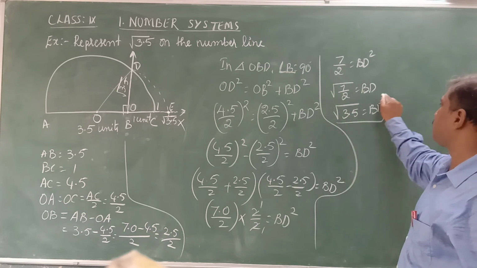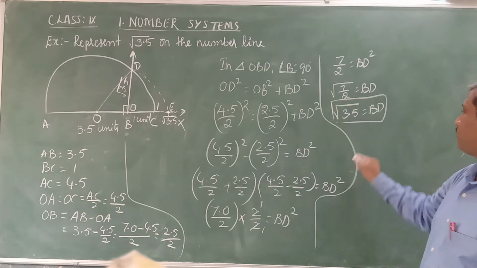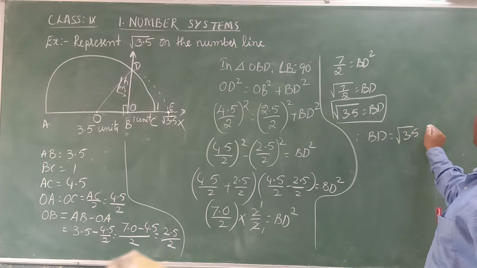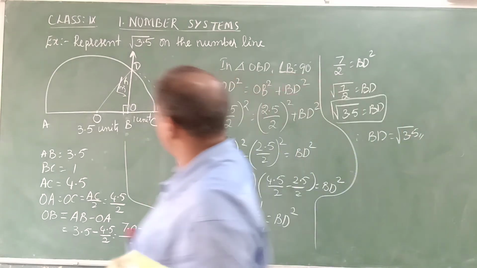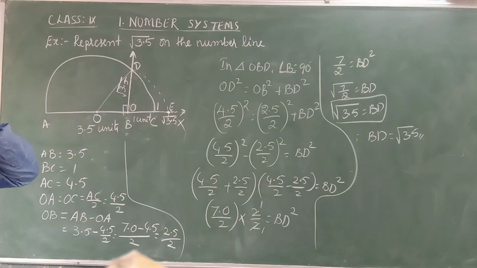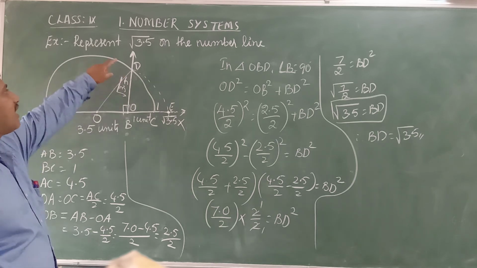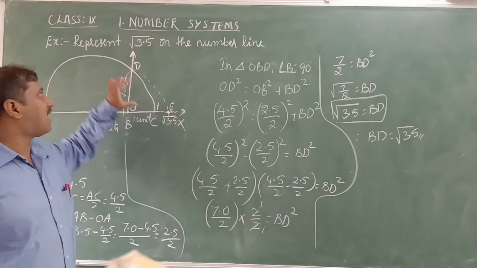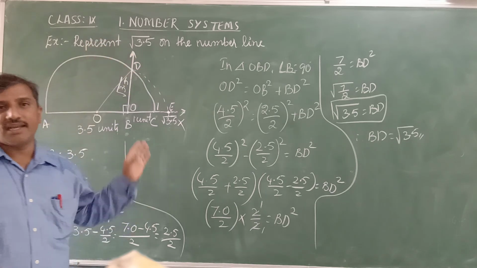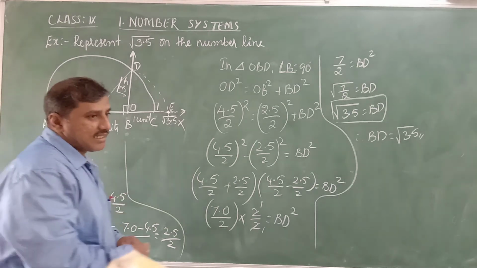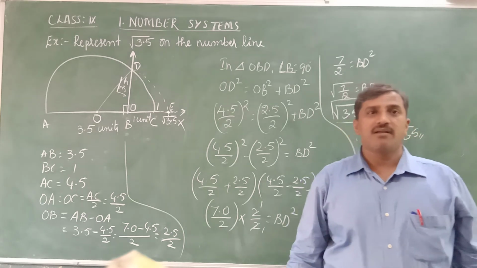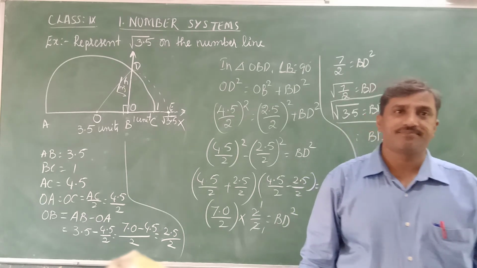When we divide 7 by 2, what do we get? 3.5. Therefore, BD is equal to how much? Square root of 3.5. Like this we can prove, as I said, the length of BD will give you the required number, that is root 3.5. That line segment will give you the length of root 3.5. Like this you can represent the numbers which are there under square root on the number line. I hope you understand this. Thank you very much.